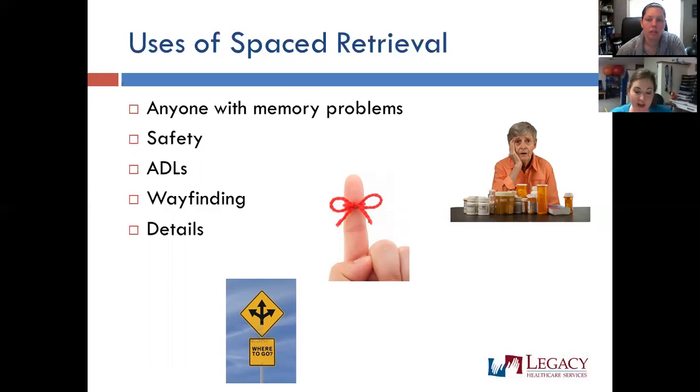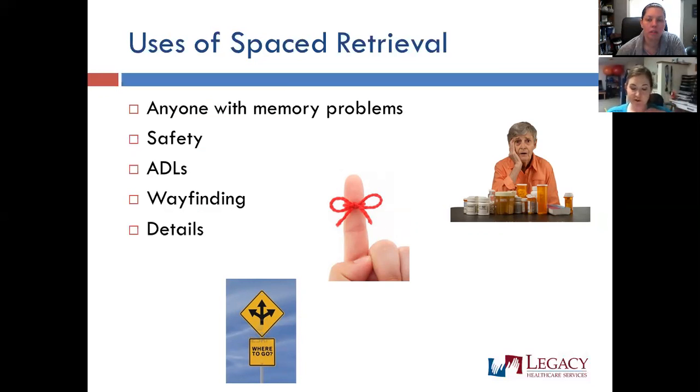It can be used for wayfinding. Some examples of wayfinding things that have been used before are finding the room number, remembering your phone number or address, locating the dining room or locating activities. I use it that way a lot around my facility. And then maybe even locating a place to find information. I haven't done this yet.